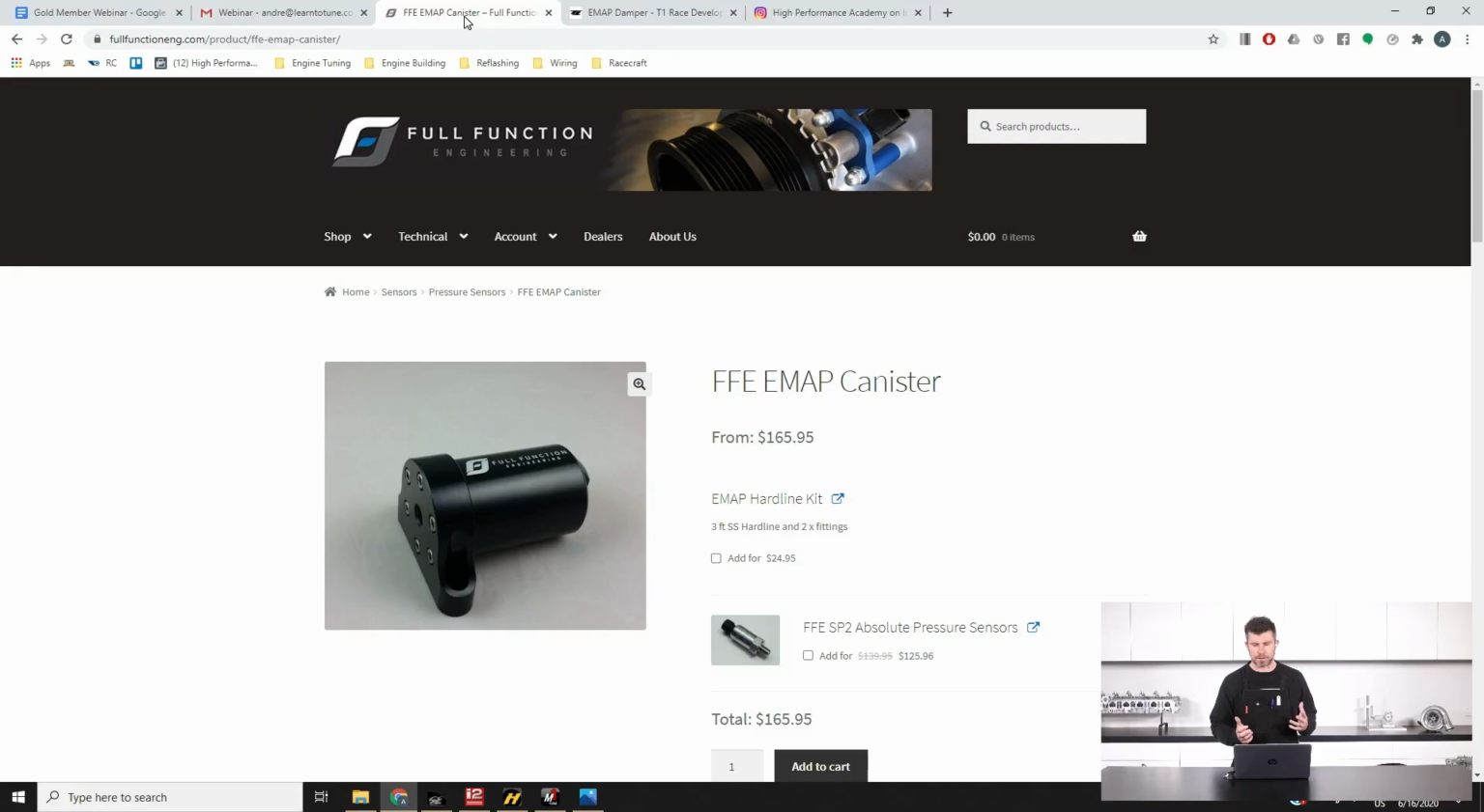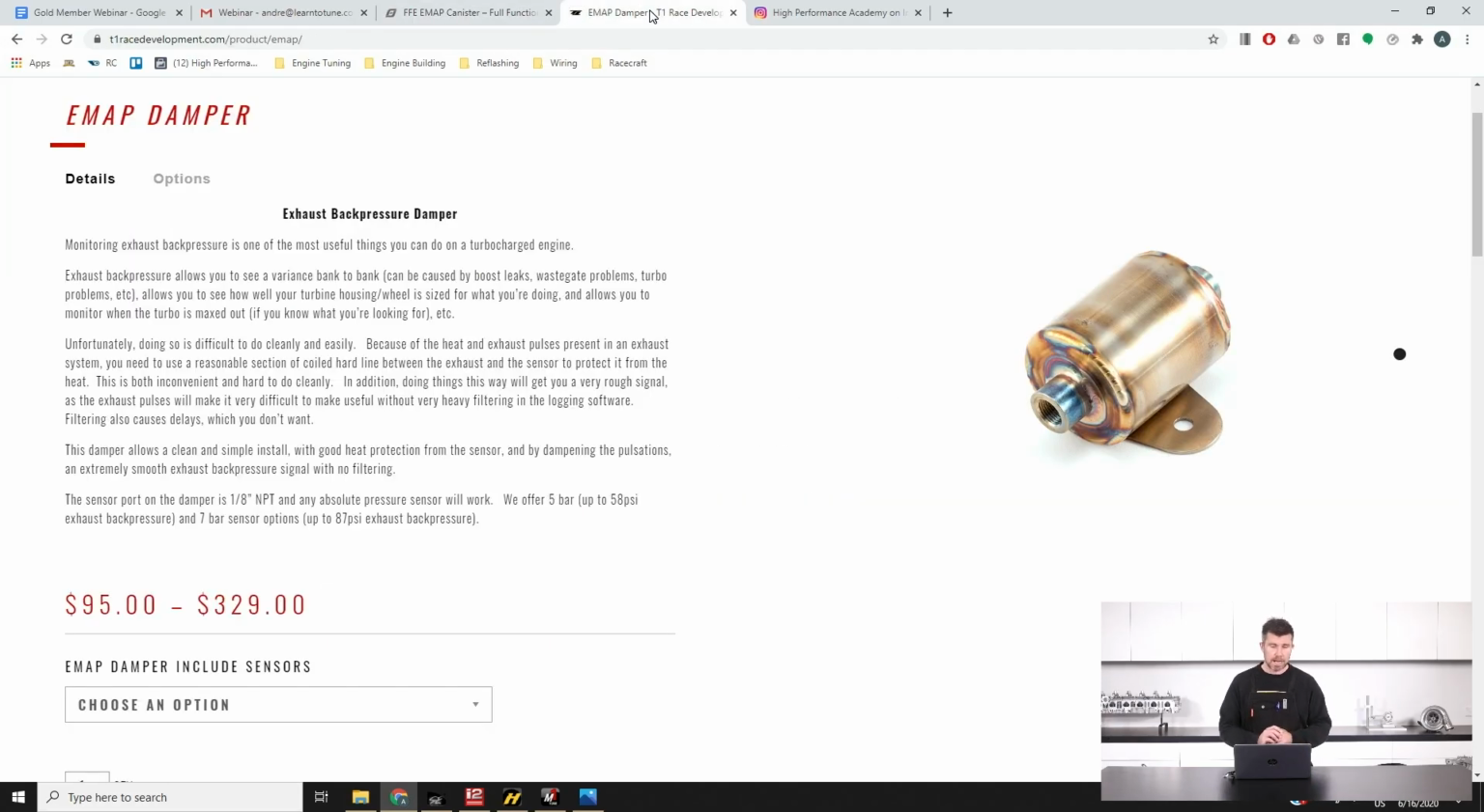If you are interested in either of these products, there's probably more on the market. We've just dealt with these two systems and found them to be very effective. So this is the Full Function Engineering EMAP canister, and if we jump over to this one here, this is T1 Race's product as well. They do a universal one, and then because they are so caught up in the R35 GTR drag world, they've got some R35 specific plug and play kits, which makes things nice and easy. With this one here, I think as well, you can also choose a particular sensor. So everything that you need comes in one nice neat kit. So that'll give you your dampened signal to come into the ECU.